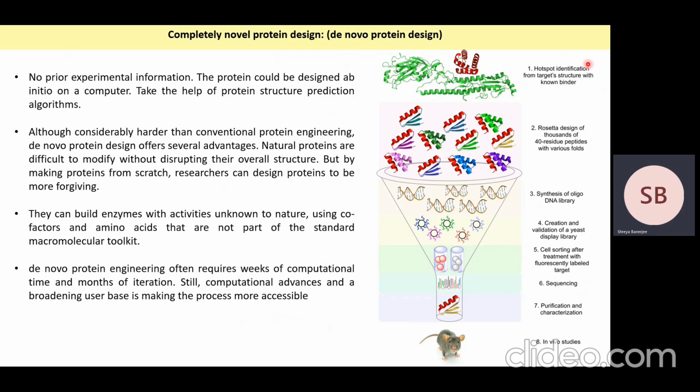So in de novo design, what happens is that a hotspot is identified from the target structure with the known ligand. Then several short peptides with various folds are known, and the structure or function that we want is synthesized based on these short peptide libraries. The essential structural elements are identified, and a completely new protein is synthesized from scratch. After that, once that new protein is predicted, it can be synthesized and then purified and used for in vivo studies to figure out whether the predicted de novo protein has the desired function.